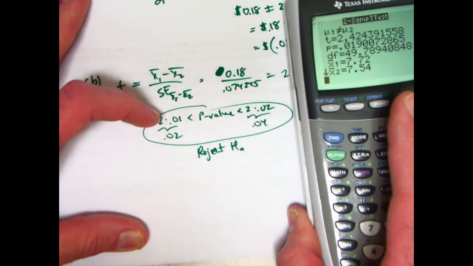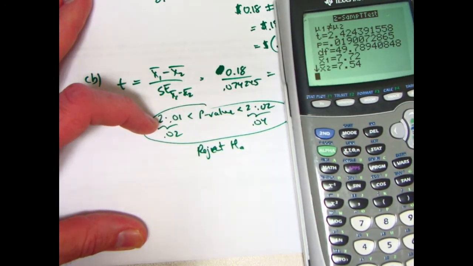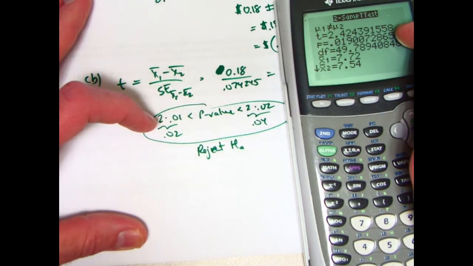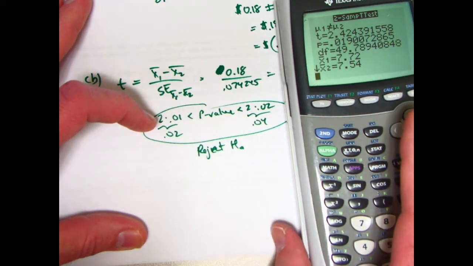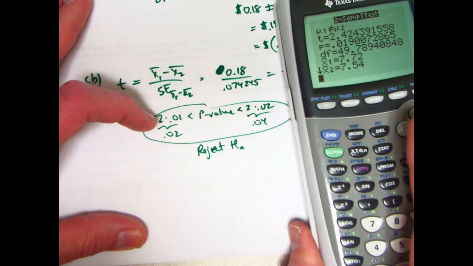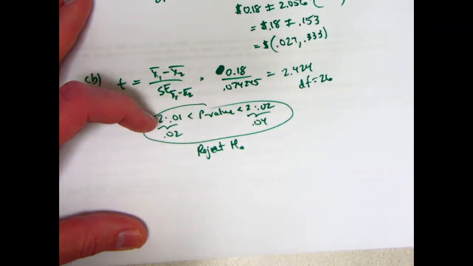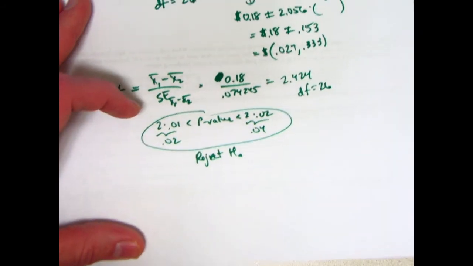Our p-value, according to that approach, is between 2 and 4%, which is technically a little less accurate than this p-value that the calculator is using, which is based on this degrees of freedom. But it's going to be fine. It's good enough to see that we should reject the null hypothesis here.